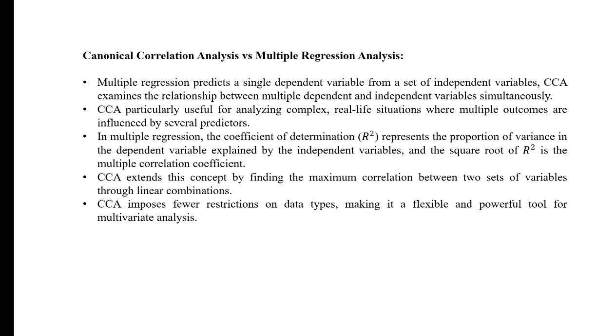In multiple regression, the coefficient of determination R square represents the proportion of variance in the dependent variable explained by the independent variables, and the square root of R square is the multiple correlation coefficient. CCA extends this concept by finding the maximum correlation between two sets of variables through linear combinations. CCA imposes fewer restrictions on data type, making it a flexible and powerful tool for multivariate analysis.